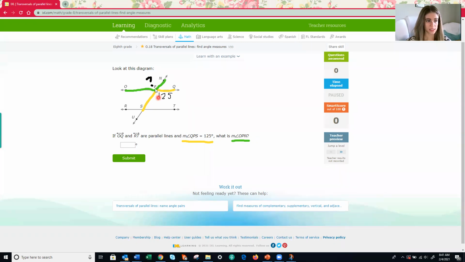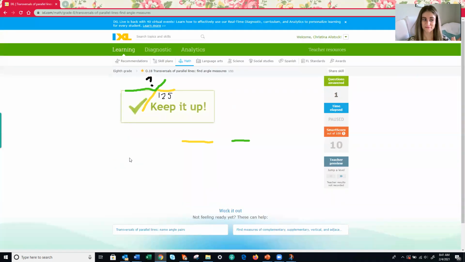I notice that these angles are opposite of each other. They form that X. They're opposite of each other, which means these are vertical angles, and vertical angles are congruent. Therefore, if this one is 125, this also has to be 125. There we go.